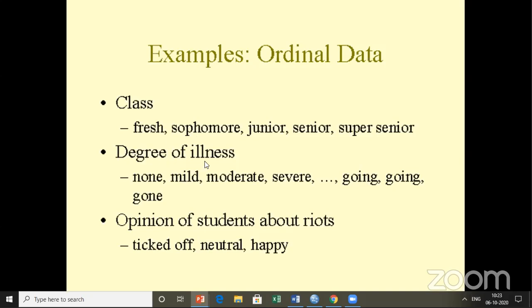Similarly here, degree of illness. Here also this is 1, 2, 3, 4, 5, and 6, so this is actually a 6-point Likert scale. This is how ordinal data is decoded. Then here, ticked off, neutral, and happy. Happy is 3, neutral is 2, and ticked off is 1.